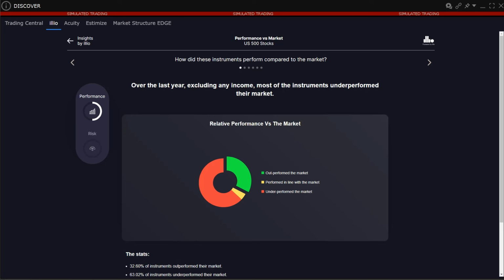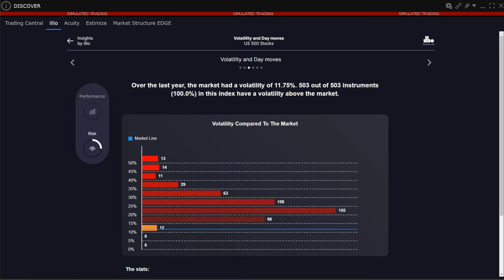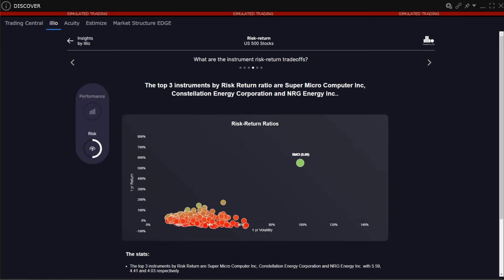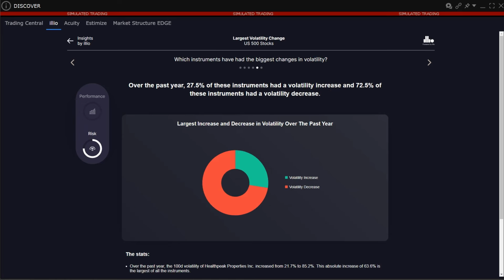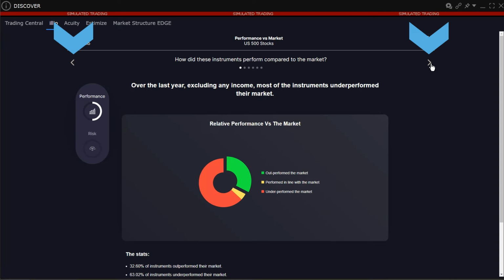The data is broken down between 2 performance pages: Performance versus the market, and Largest one-day moves, and 4 risk pages: Volatility and day moves, Risk return, Largest volatility change, and Market impact bands. This lesson will discuss each section and its value to the investor. To switch between pages, the investor clicks the left and right arrows at the top of the page.